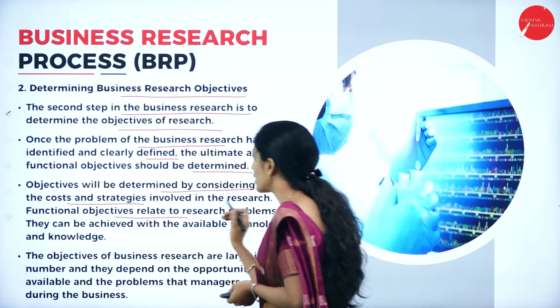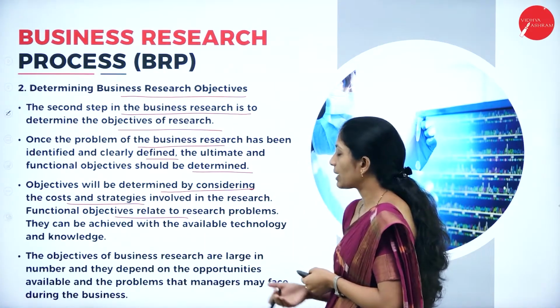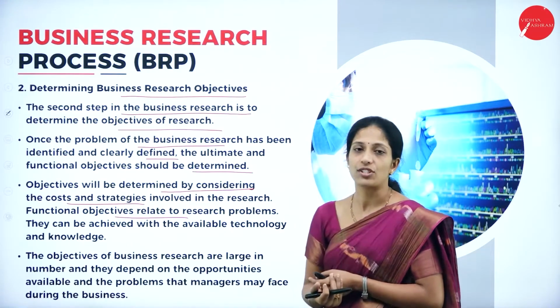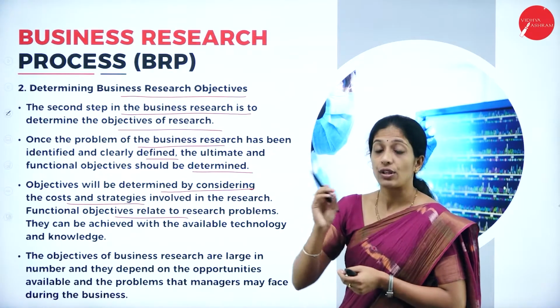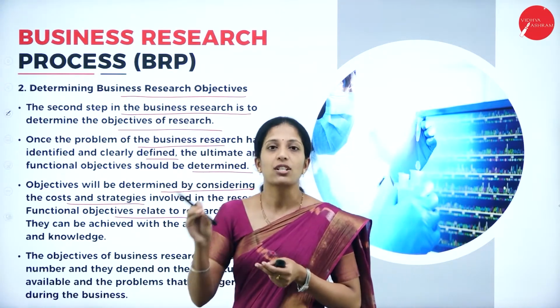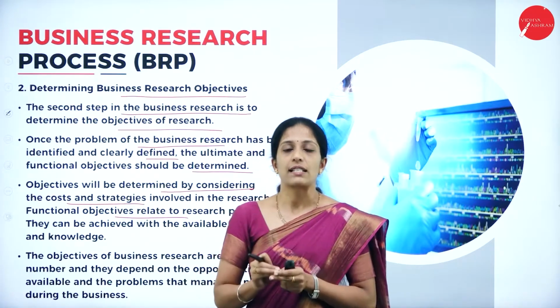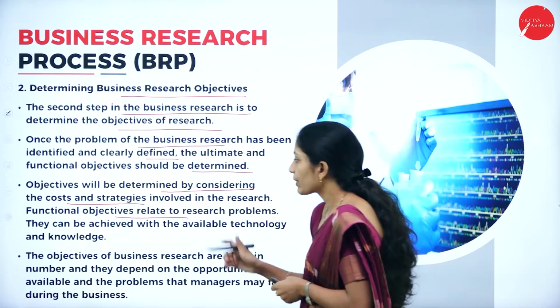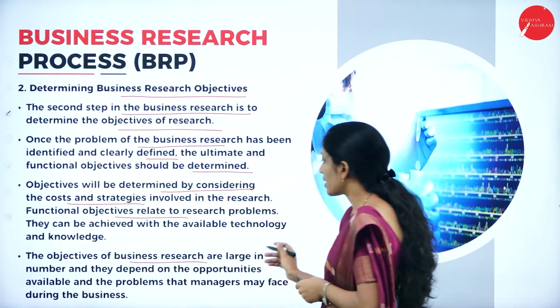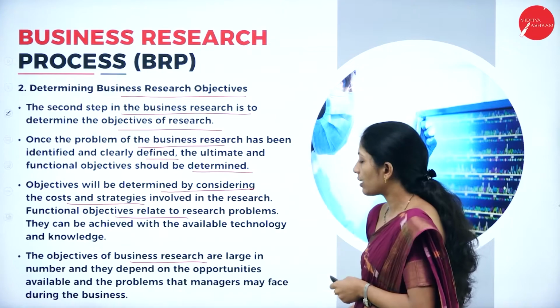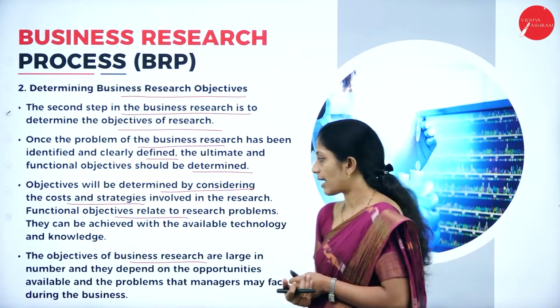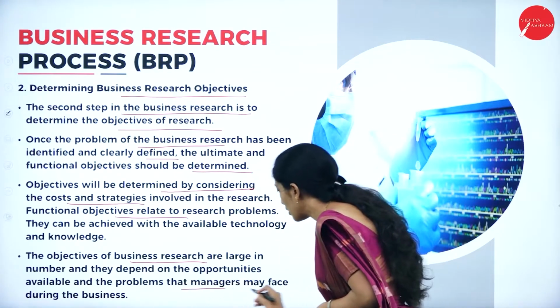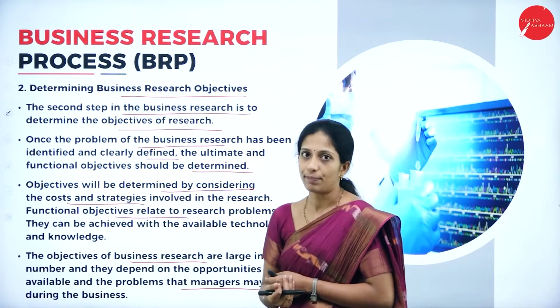Functional objectives relate to the research problem. They can be achieved with the available technology as well as knowledge. So, in order to achieve the objective, what are the measures that have to be taken? What are the necessities that have to be made in the organization? The objectives of business research are large in number and they depend on the opportunities available and the problems that a manager may face during the business.